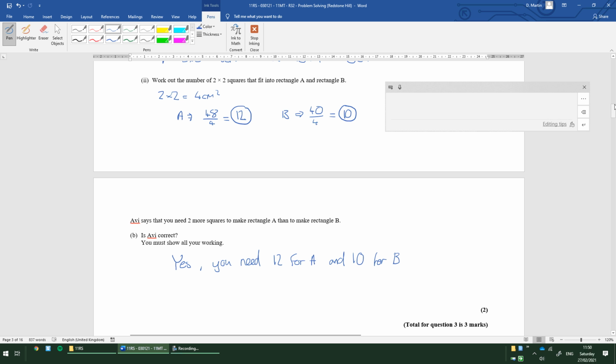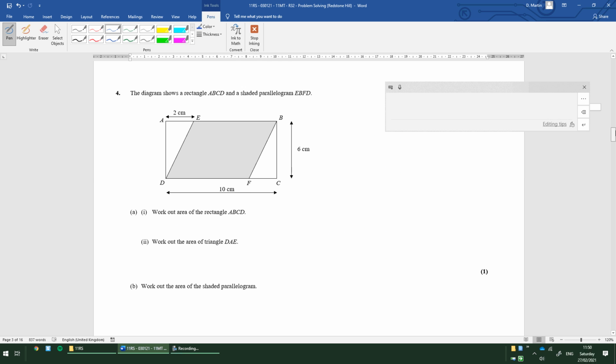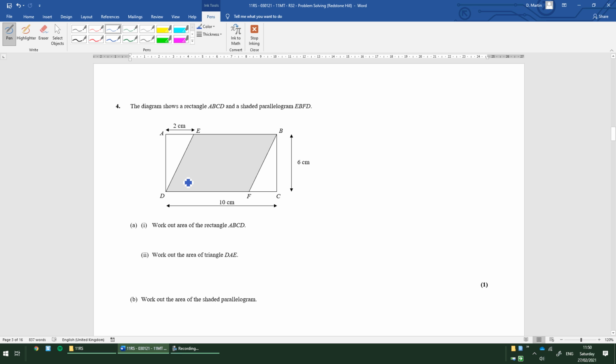Right, moving on. Question 4 here. I know it's the third question, but it's question 4 labelled. So the area of rectangle ABCD, well, the whole rectangle is 6 and 10. 6 centimetres height, 10 centimetres across. 6 times 10 is 60 square centimetres. Triangle DAE, well, one side there is 2, the height is 6, so it's 2 times 6 divided by 2, remembering it's a triangle. 2 times 6 is 12, divided by 2, so it's 6 square centimetres.